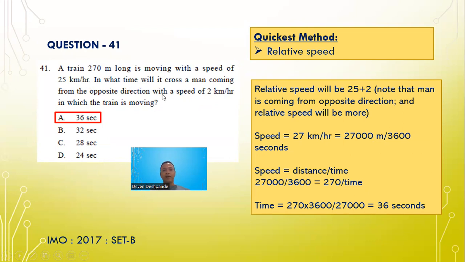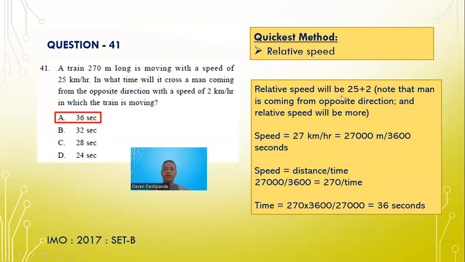If the train and the man were moving in the same direction, the relative speed would be 25 minus 2, because the person is moving at 2 km per hour and the train at 25 km per hour. In the same direction, the relative speed would be 23. But here the train is moving at 25 kilometers per hour in one direction, and the man at 2 kilometers per hour in the opposite direction.